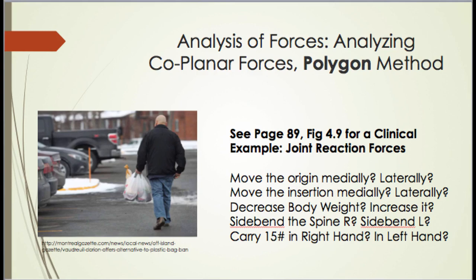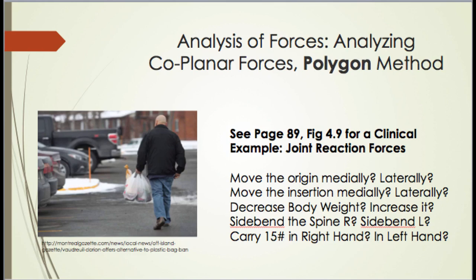Okay, now what happens if we side bend the spine to the right? Okay, so we're standing on our right leg. What happens if we side bend our spine to the right? What effect will that have on our joint reaction force? Well, it's going to take our W dot and move it to the right. It's going to move it to the right, which is going to decrease our joint reaction force.